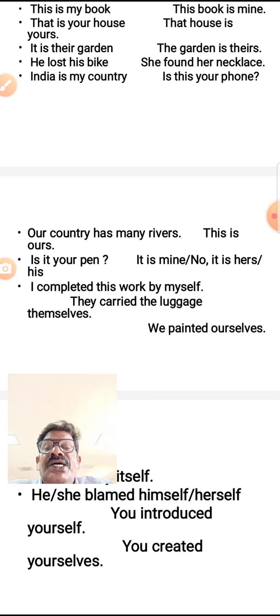Now let us come to another sentence. Is it your pen? Come to the next example. It is mine. Once again, possessive. No, it is hers. And then next, come to the next example.